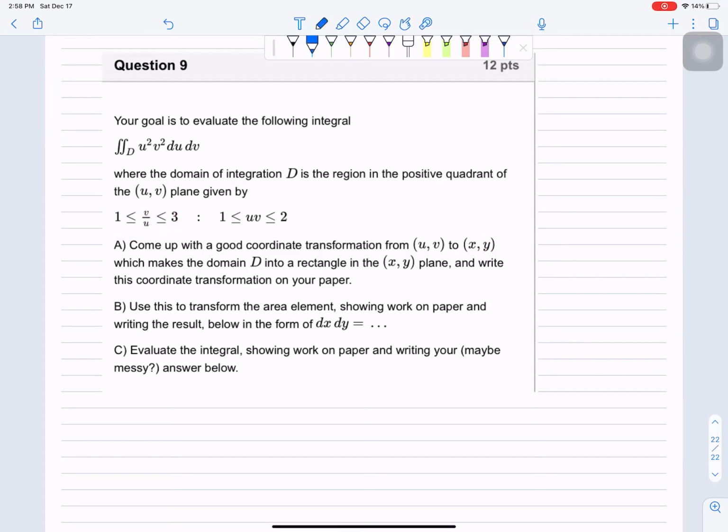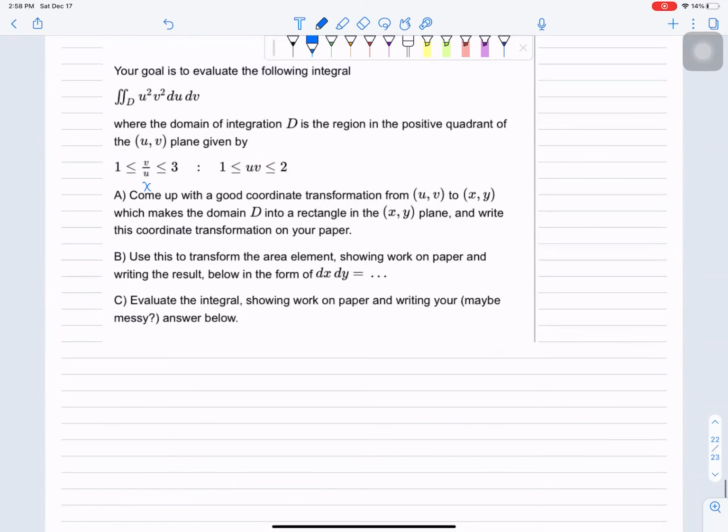So I'm going to name X to be V over U. For part A, I'm going to call X V over U, because in that case, my X bounds are going to be exactly what they wrote, 1 to 3. And they also gave me this. So why not just call Y UV? If I call Y UV, then my Y bounds are going to be what they gave me, 1 to 2.